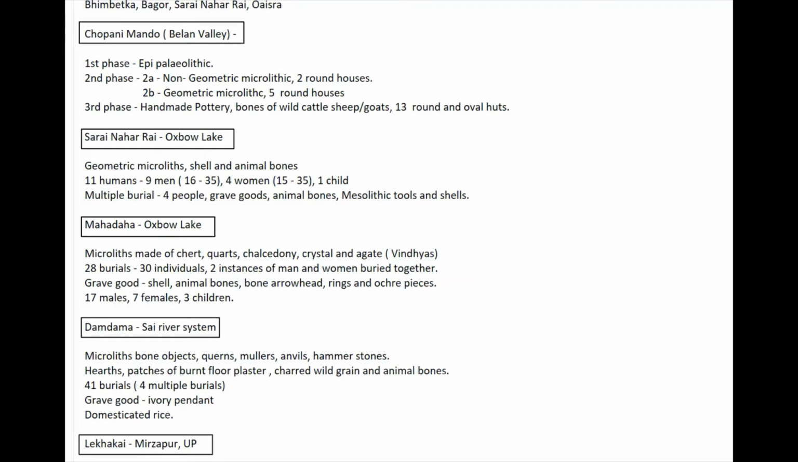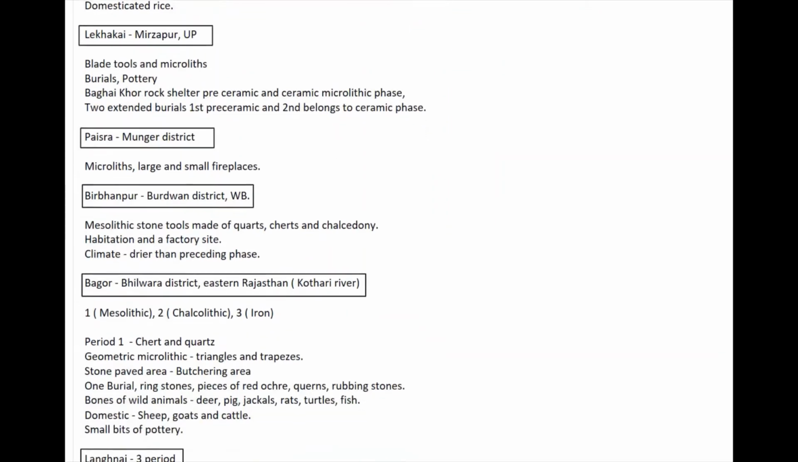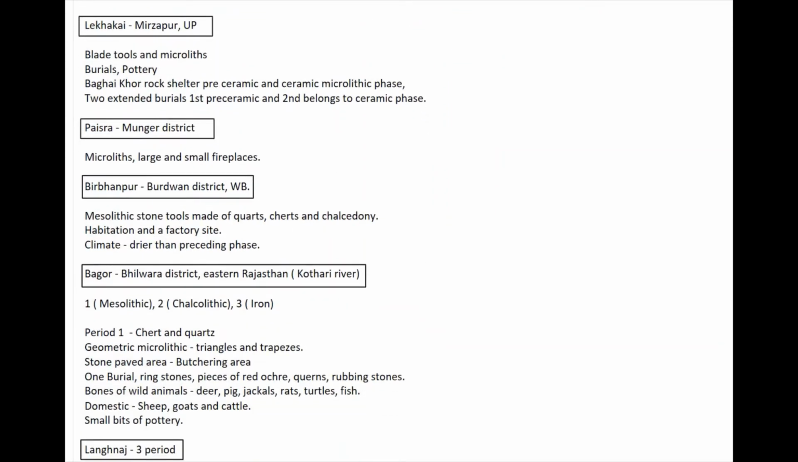Rock shelters were excavated at Lekhahia. So we'll proceed towards Lekhahia. It is in Mirzapur district of southern UP. It has yielded blade tools and microliths. There is a clear tendency of tools to become progressively smaller in the upper levels of the deposit. Burials were found, and so was pottery.